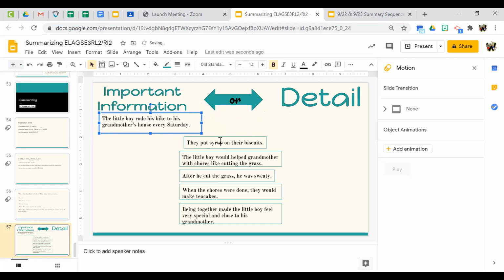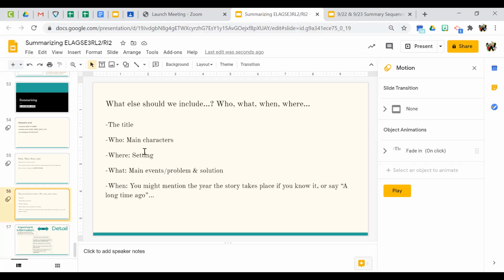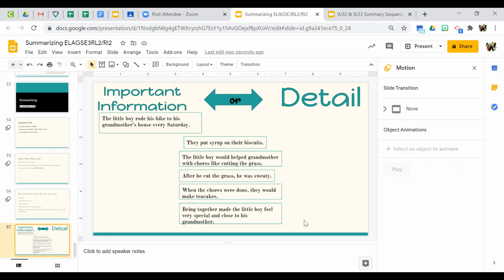Now on your own, you're going to decide if each one of these is important or if it's a detail. The next one says they put syrup on their biscuits. If that doesn't tell me something like who, where, when, or what, you might not include it. Okay? Good luck on your assignment.